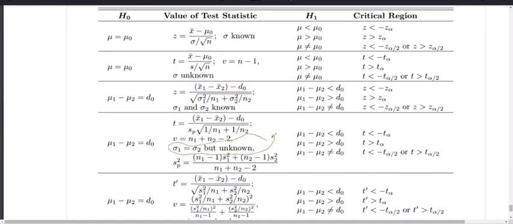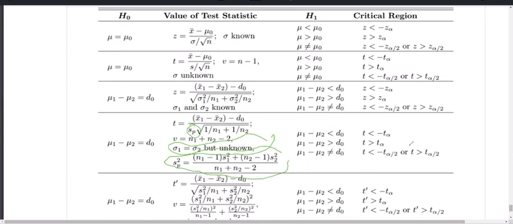Okay. If they are not given and they are assumed to be equal, then you're actually going to use pooled variance. You need to first get a pooled variance. And whatever SP squared you get here, you find the square root, and that's what you're going to put here. And that is always going to be t.